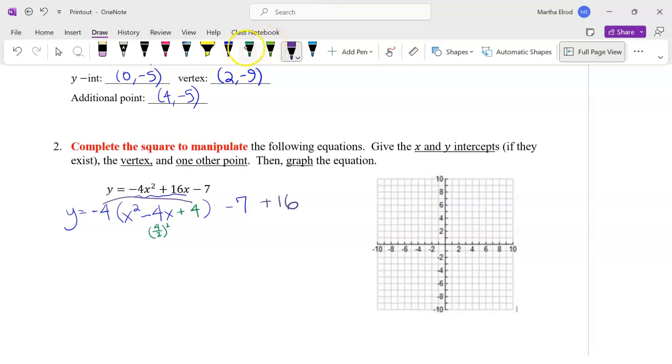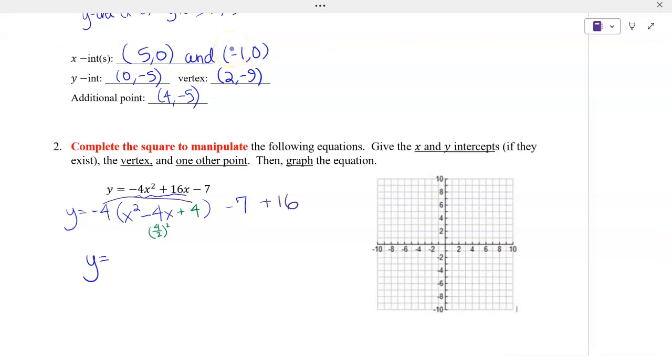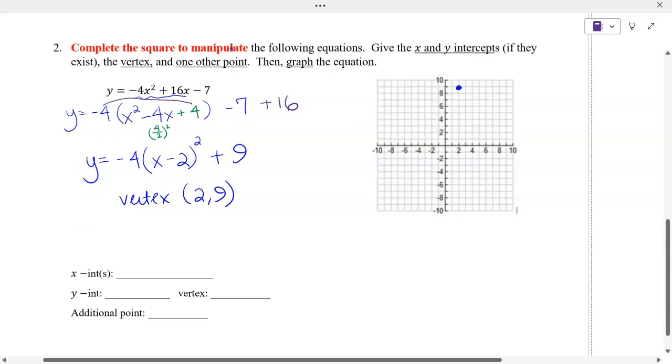So now that I've balanced my equation, I can factor my trinomial. I still have negative 4. When I factor that trinomial, x squared minus 4x plus 4, that's going to factor into x minus 2 squared. And then we have minus 7 plus 16, which gives us plus 9. And so now I can easily pull my vertex, which is at 2, comma 9. And I'm going to go and graph that. We've got 2, comma 9 is my vertex up here. And I'm going to put this down in my information below.